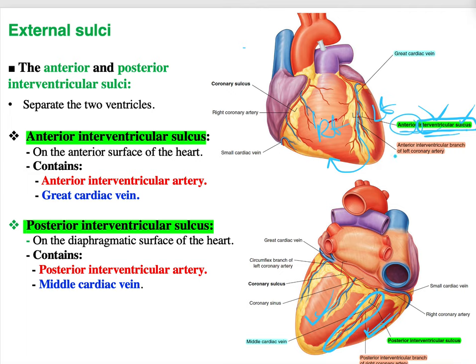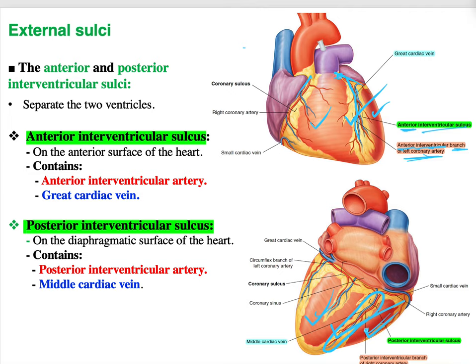Let us see other sulci. Anteriorly, on the anterior surface of the heart, as I mentioned, there is a sulcus between the two ventricles, right ventricle and left ventricle. So it's the anterior interventricular sulcus, in which it lodges the artery of the same name. The arteries take their names from the sulci, either the anterior one or the posterior one. So this artery that lodges in this sulcus is known as the anterior interventricular branch, of course, of the left coronary artery, because this is the left coronary artery. Don't worry about it. We'll talk later, after a couple of weeks, about that. Because you have the right coronary artery and the left coronary artery.